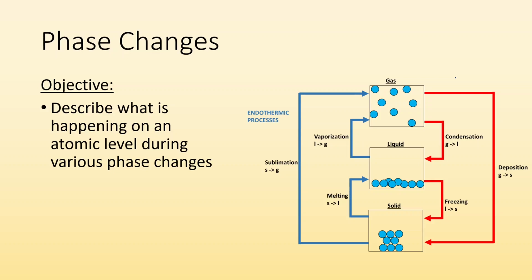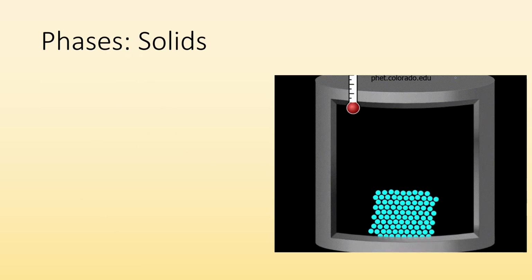Mr. Donahue here again. This time we're going to take a look at phase changes. So our objectives will be to describe what is happening on an atomic level during various phase changes. So let's talk about solids.